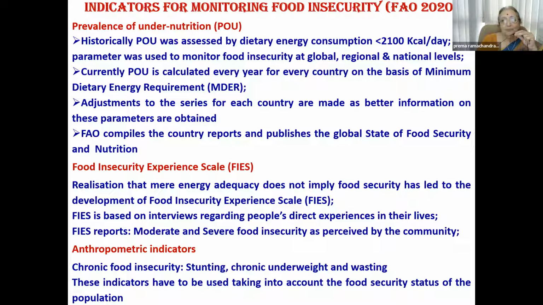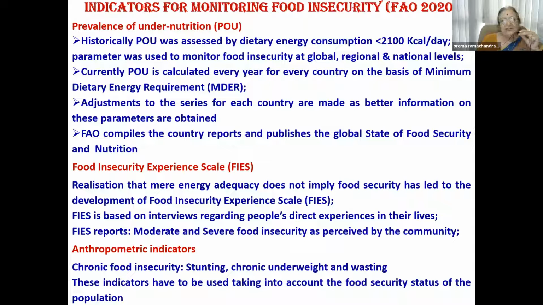Recognizing that all people are not given the genetic and environmental mandate to have a standard height and weight, we now calculate PUO depending upon each country's minimum dietary energy requirement. Roughly, minimum dietary energy requirement is the average energy requirement minus 2 SD. It's a very rough and ready way of calculating. There are sophisticated methods which will be used.